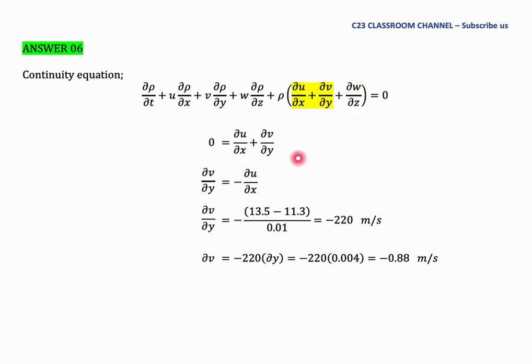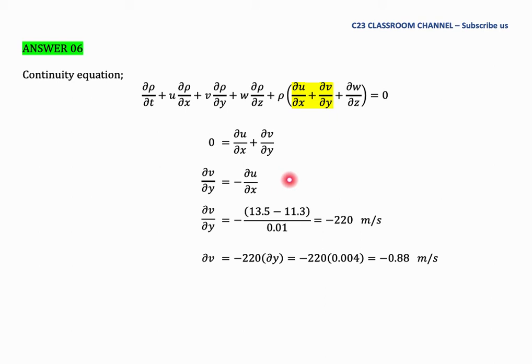So we finally can say that the continuity equation can be written as del u over del x plus del v over del y equals zero. So we bring the term of u to the other side, so we have dv dy equal to negative del u over del x, and then to calculate del u over del x, we can use the velocity given in the question.